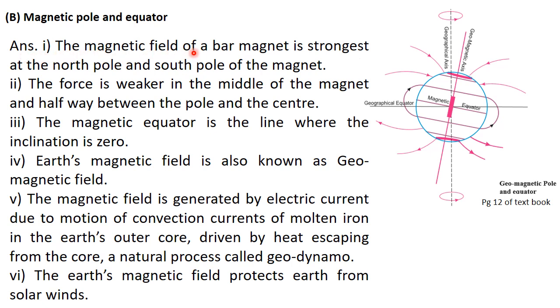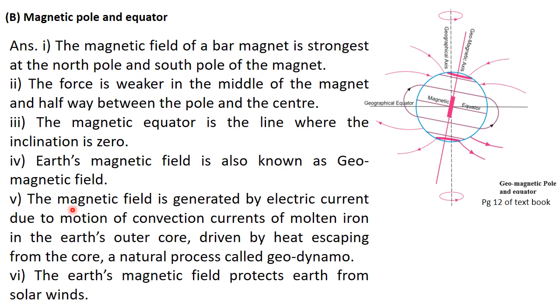The magnetic field of a bar magnet is strongest at the north pole and south pole of the magnet. Point number 2. The force is weaker in the middle of the magnet and halfway between the pole and the center. Point number 3. The magnetic equator is the line where the inclination is 0. Point number 4. Earth's magnetic field is also known as geomagnetic field.